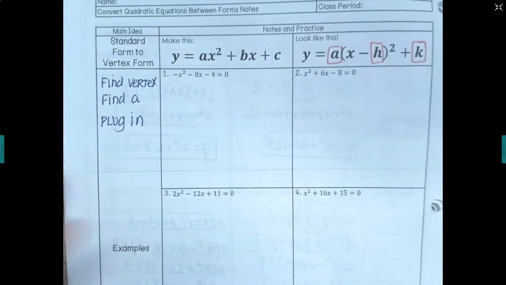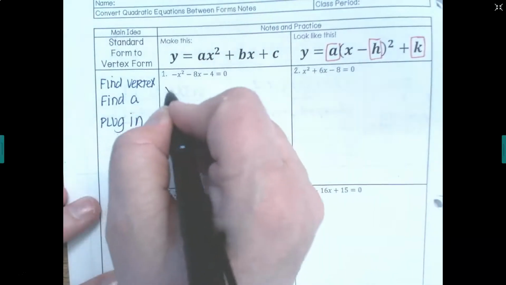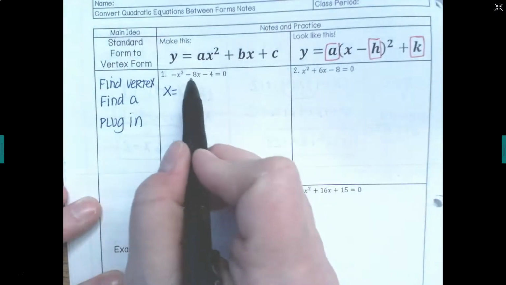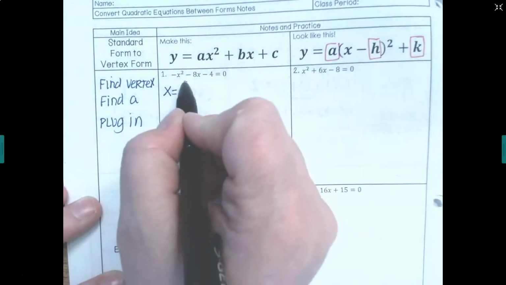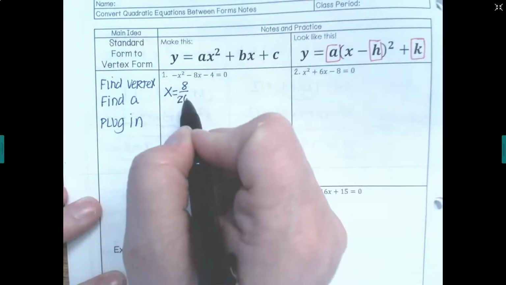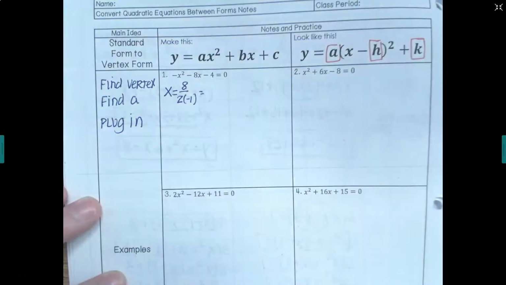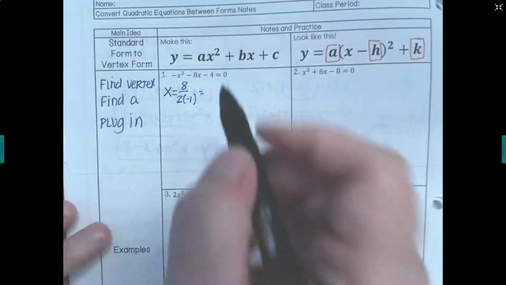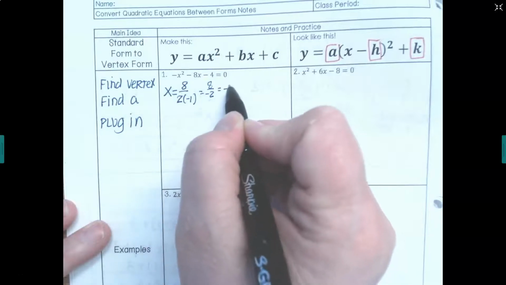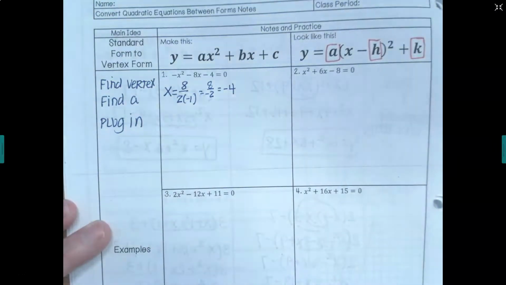Okay, so that's kind of a simplified version. Let's see. To find the vertex, remember we're going to find the x value of the vertex first, which is negative b divided by 2a. So b is negative 8, so negative 8 is positive 8 divided by 2 times a. So we get 8 divided by negative 2, which is negative 4.